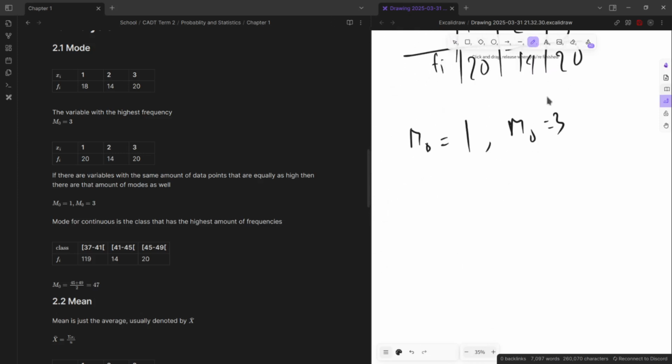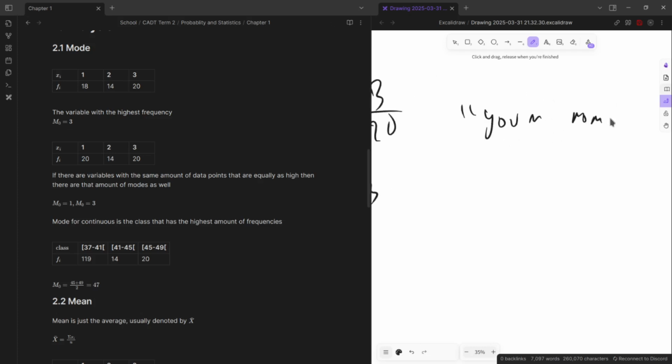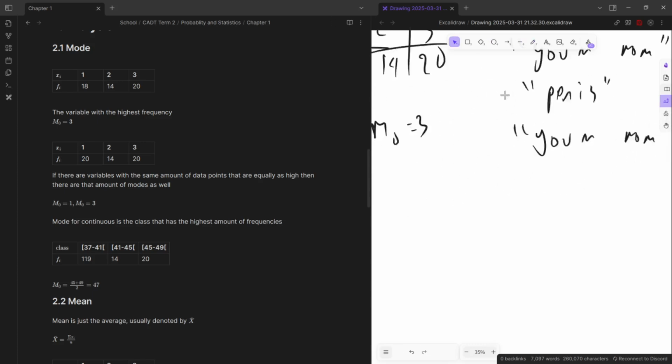And modes can be used for qualitative data too, like your mom and, I don't know, penis. Like this is just the data of any question. Your mom could appear 2 times while penis appears 1 time. So your mom is the mode. Get it? Right.